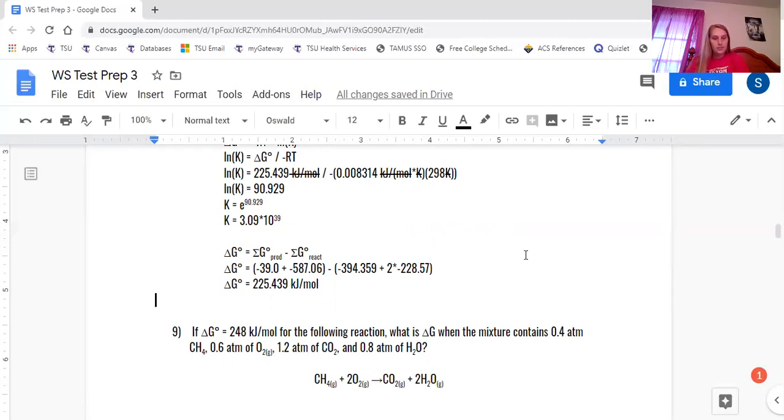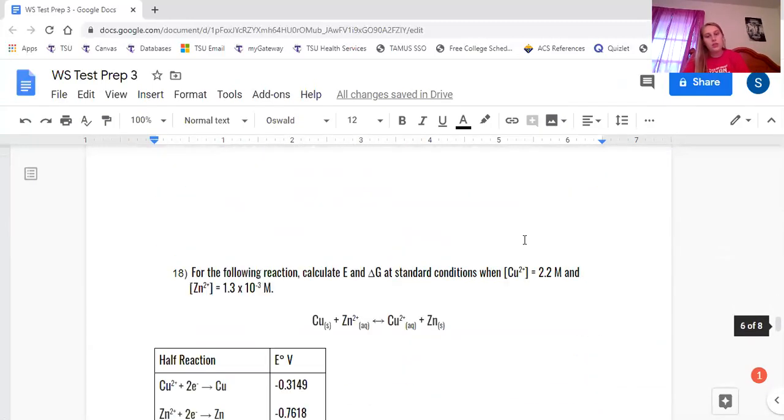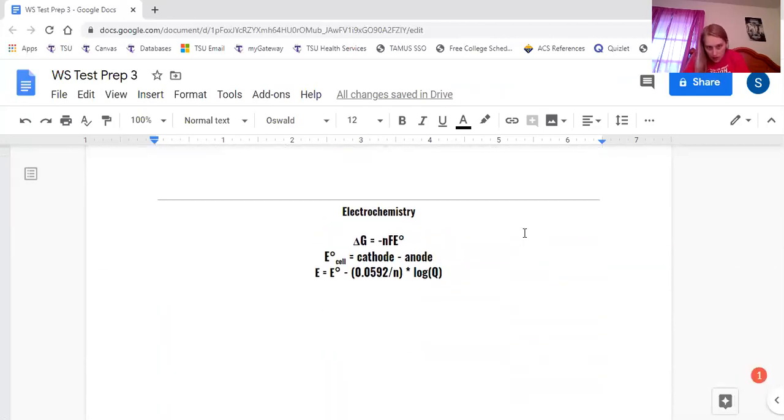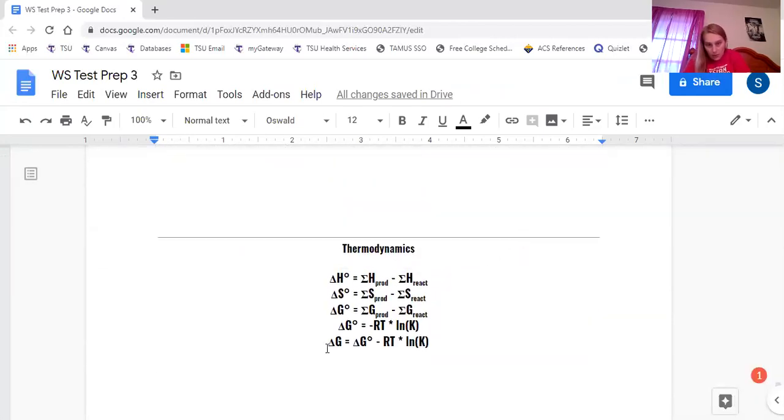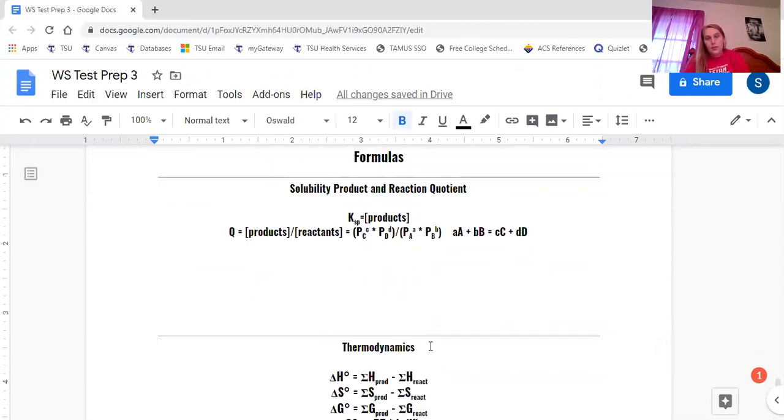So we need to find delta G here. So first off, what we're going to do, okay, so they gave us delta G naught and we have to find delta G. We have an equation we talked about. I should have put this closer to the top, but I didn't, so here we are. And we're going to use this equation here.